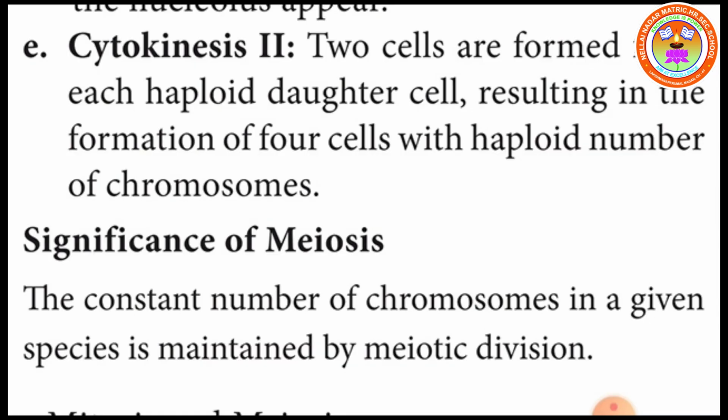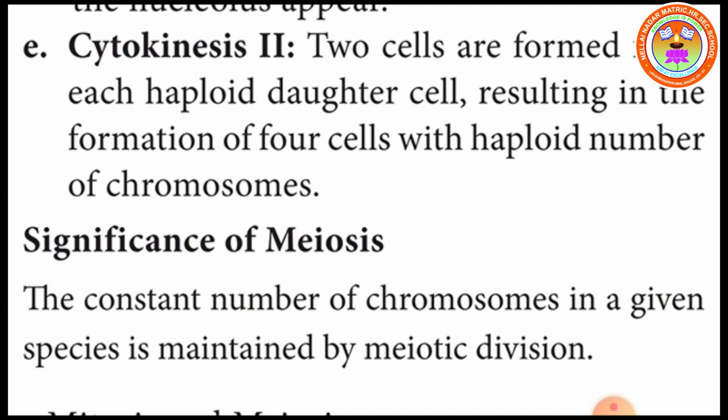Now let us see the significances of meiosis. Why is meiosis needed? In living organisms, meiosis division is important to maintain the chromosome number constant. So the constant number of chromosomes in every species is maintained only by meiotic division. Otherwise, the chromosome number will be abnormal.